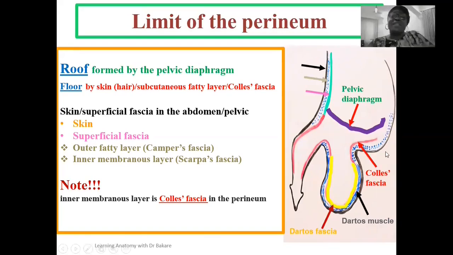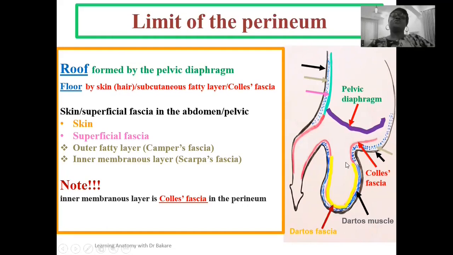So if we now move to the floor of the perineum, the floor will be formed by the skin, indicated here in black, which is the most external structure. Deep to the skin, we have the subcutaneous fatty layer. We then have the Colles' fascia, indicated here at this point. So you see that these three structures form the inferior limit, or the floor, of the perineum, where the roof is formed by the pelvic floor or the pelvic diaphragm. So the entire space around this region is the perineum.